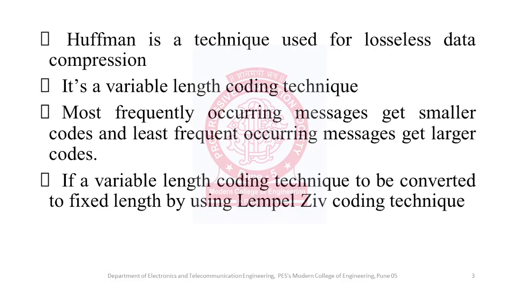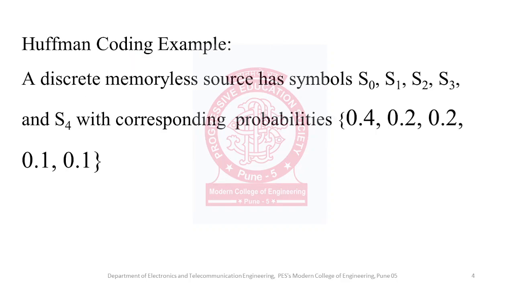Huffman coding is a suboptimal compact coding scheme which is used for data compression. It is basically a variable length coding technique in which the most frequently occurring messages get smaller codes and the least frequently occurring messages get larger codes. In this coding scheme, the probabilities of occurrence of the symbols are given. We will take one example in order to understand how the Huffman coding takes place.